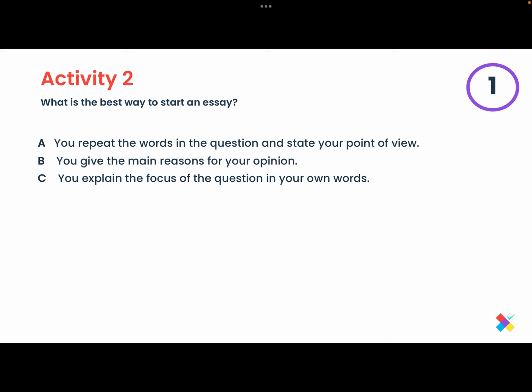You have this question task. What is the best way for you to start an essay? By the way, if you can hear some background noise, I'm really sorry. It's because my neighbor has just moved in and he's fixing some cabinets in the kitchen. Okay, what is the best way for you to start an essay? Read the alternatives very carefully and choose the correct one. There's only one correct. 1 minute to think about it.